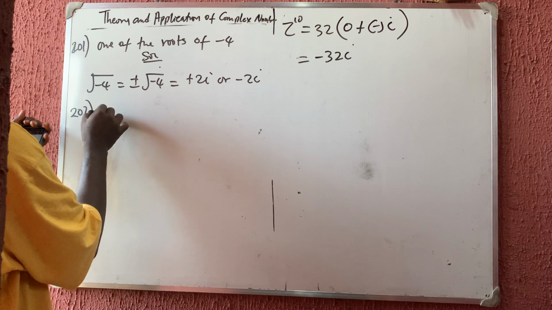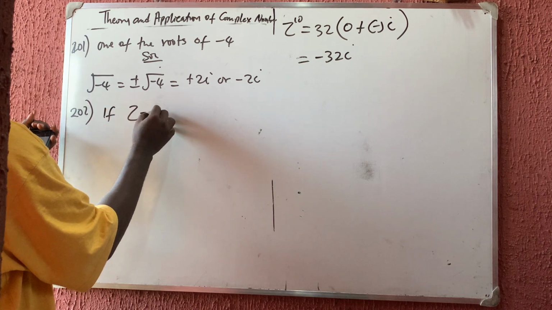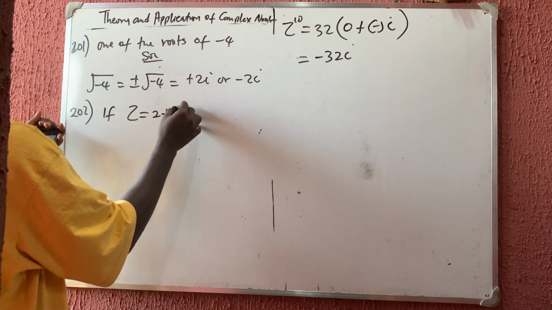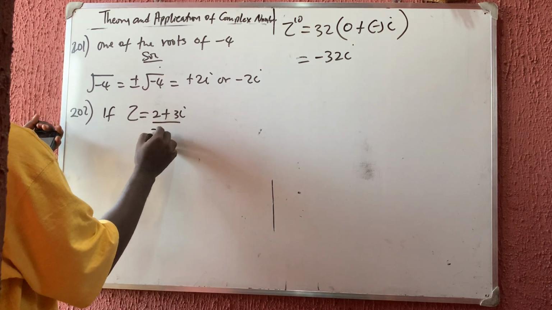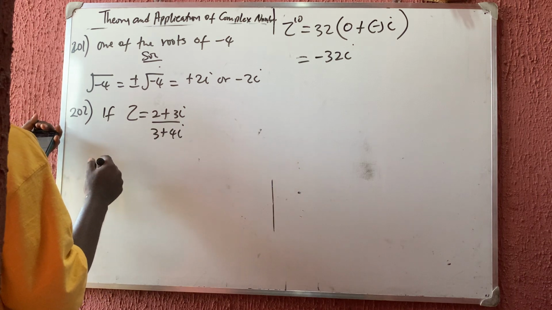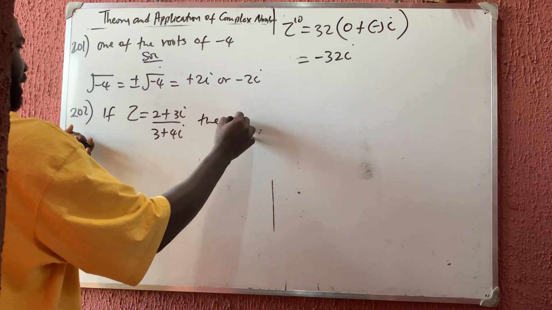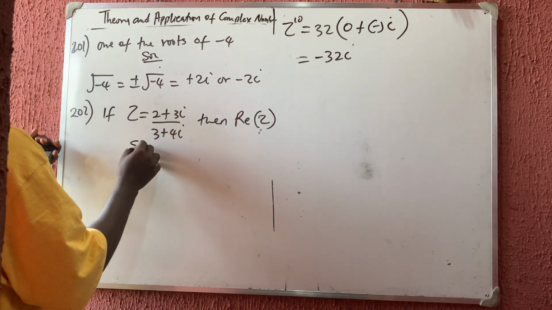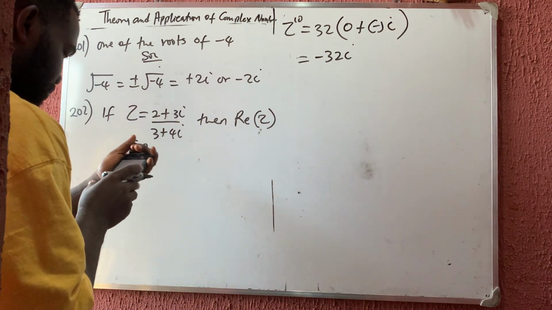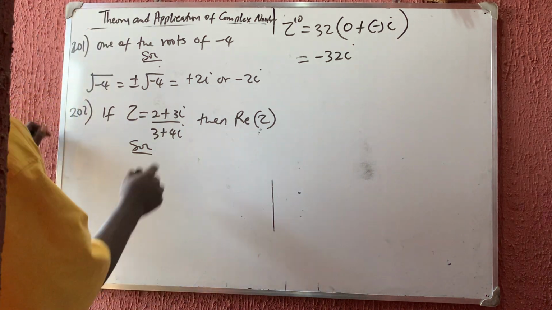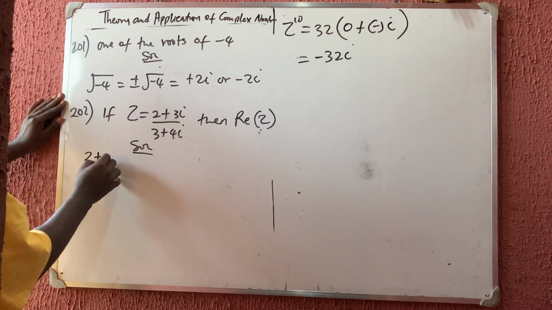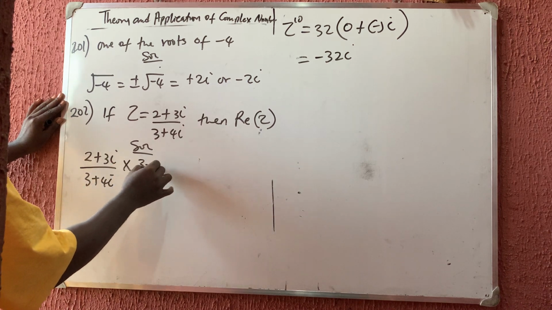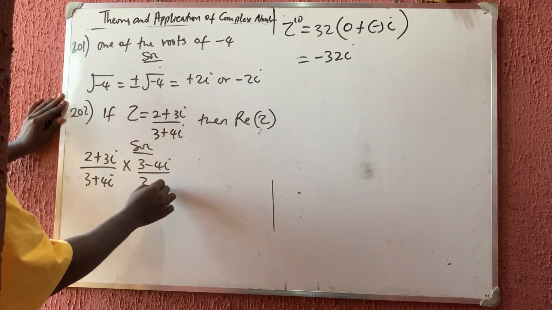They gave us that if z is equal to 2 plus 3i all over 3 plus 4i, then we should find the real part of z. Solution: to get the real part of z, we need to rationalize this. So I have 2 plus 3i all over 3 plus 4i times 3 minus 4i over 3 minus 4i.